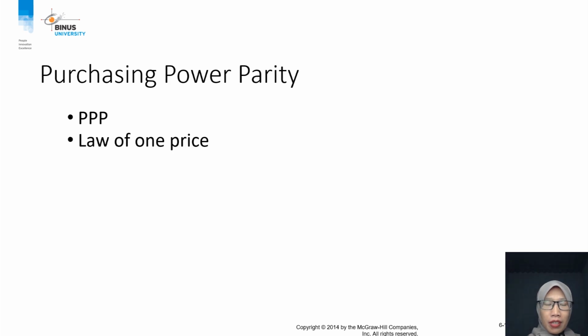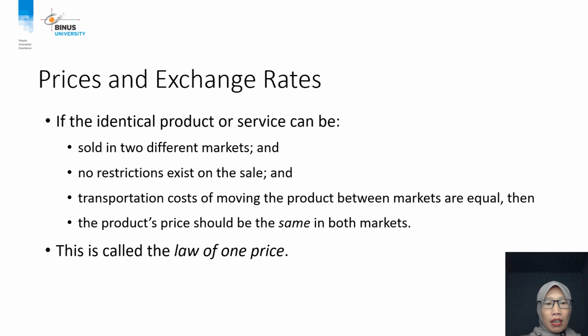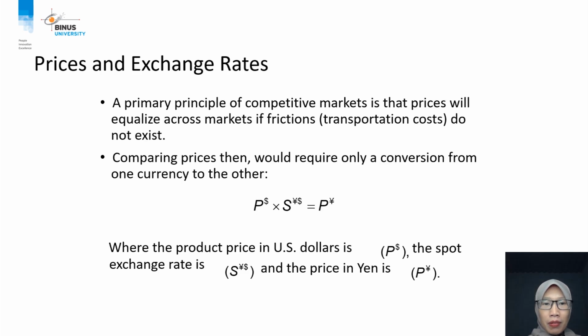Purchasing power parity. Price and exchange rate. If an identical product or service can be sold in two different markets, no restrictions exist on the sale, and transportation costs of moving the product between the markets are equal, then the product's price should be the same in both markets. This is called the law of one price. A primary principle of competitive markets is that prices will equalize across markets if frictions do not exist. So the price of a product in dollars multiplied by the spot rate of yen per dollar is equal to the price of the product in yen.